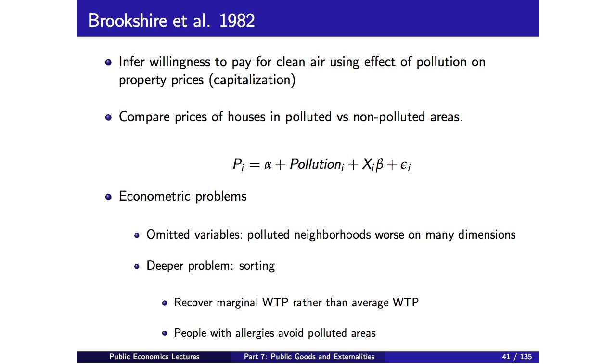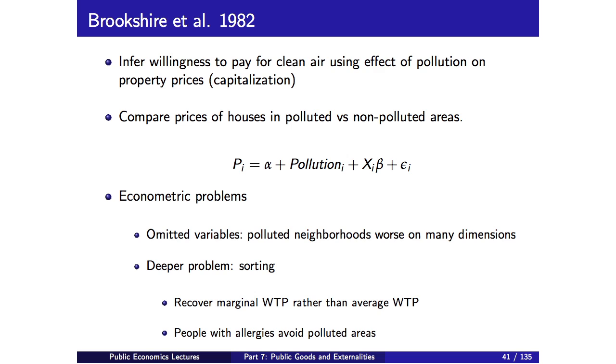So first of all, you have the usual omitted variables concern, that the places with more pollution are not going to be comparable to the places with less pollution. And that's a serious problem typically, because where do you have more pollution? It's more industrial neighborhoods, which you don't want to live in anyway, et cetera, et cetera. Okay, so that's familiar to us from many other settings.